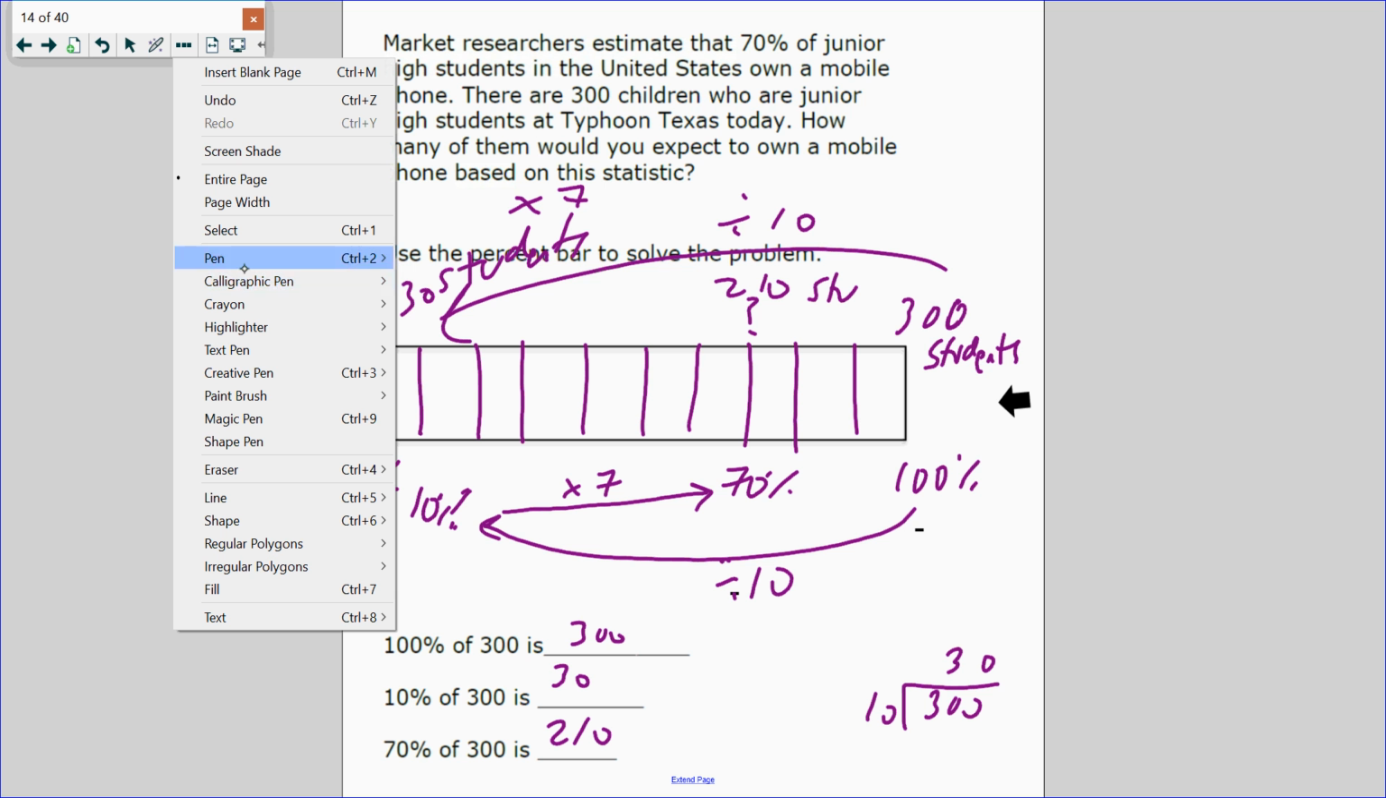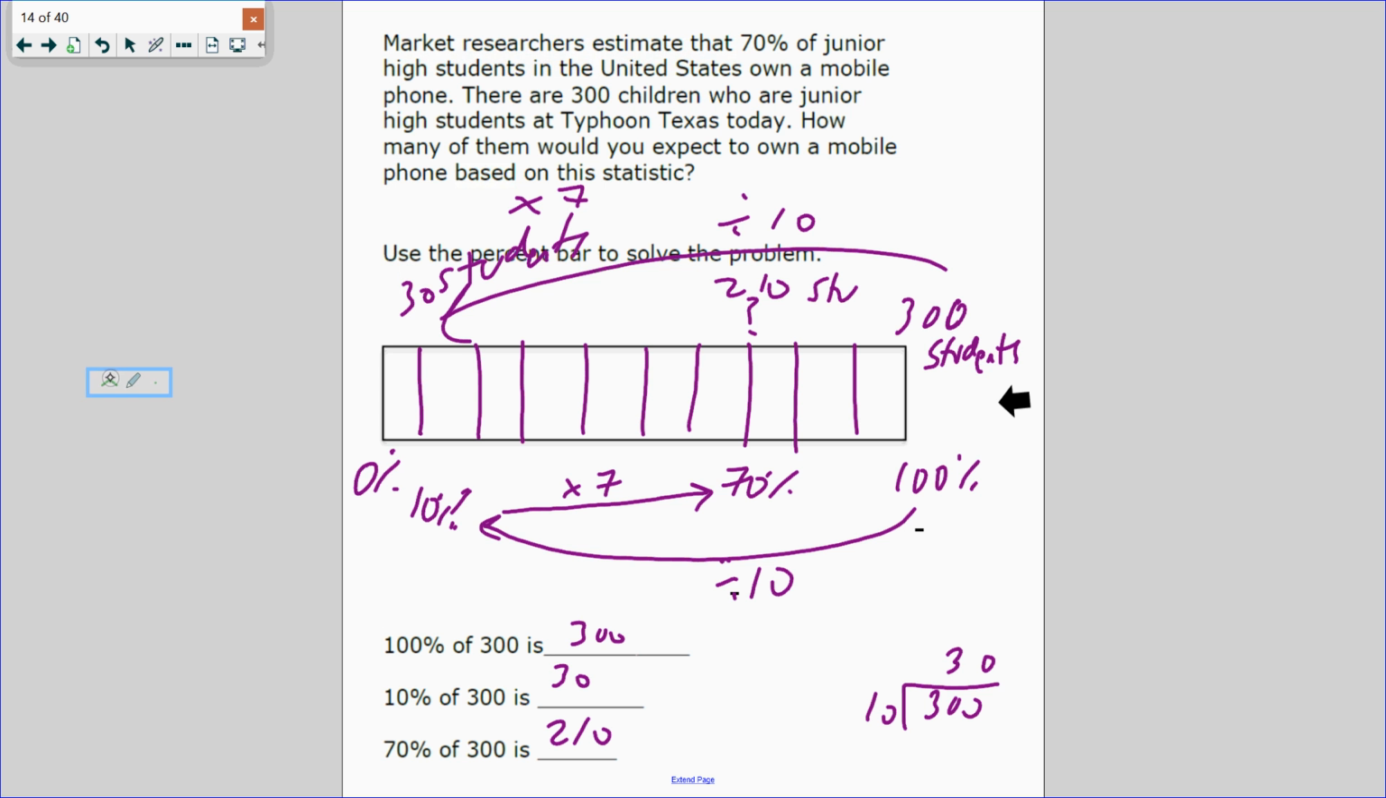Let me show you another way you could have solved it. Maybe you're looking at that way and say, I don't think so, Mr. Joe. I do not like it that way. Do you see a sideways relationship? How do you turn 100% to 300? Times 3. So it's 70 times 3, 210.